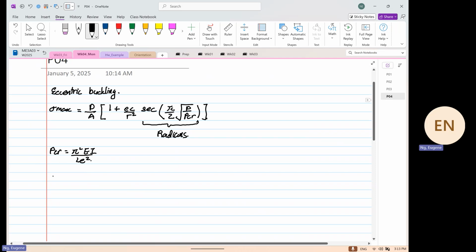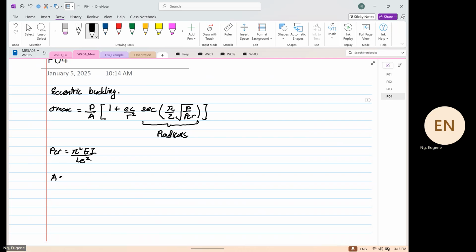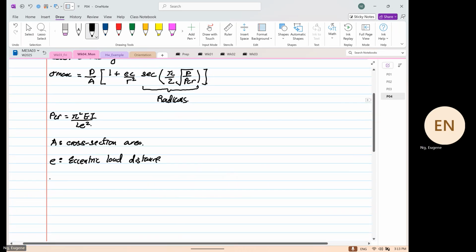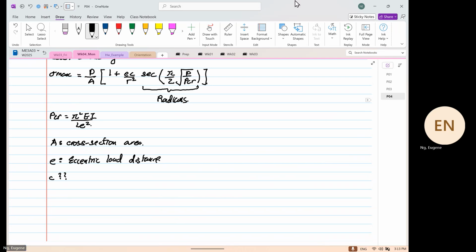A is your cross-sectional area. E is your eccentric load distance. Now, the intriguing thing comes to C. C is the next critical part.